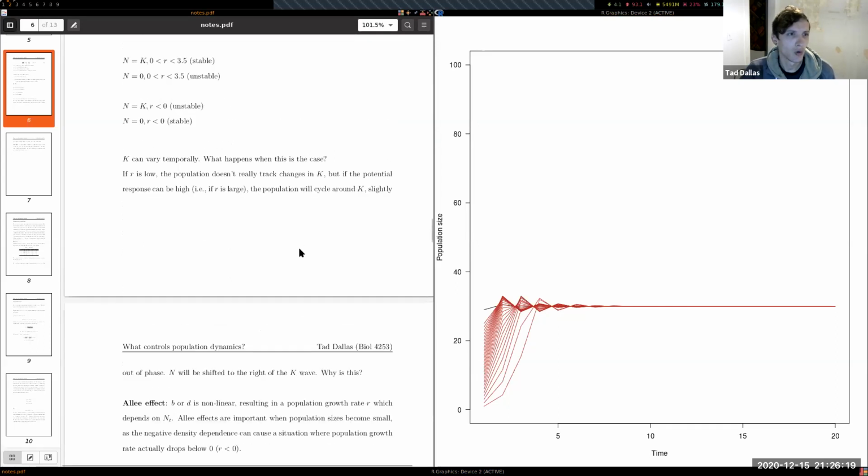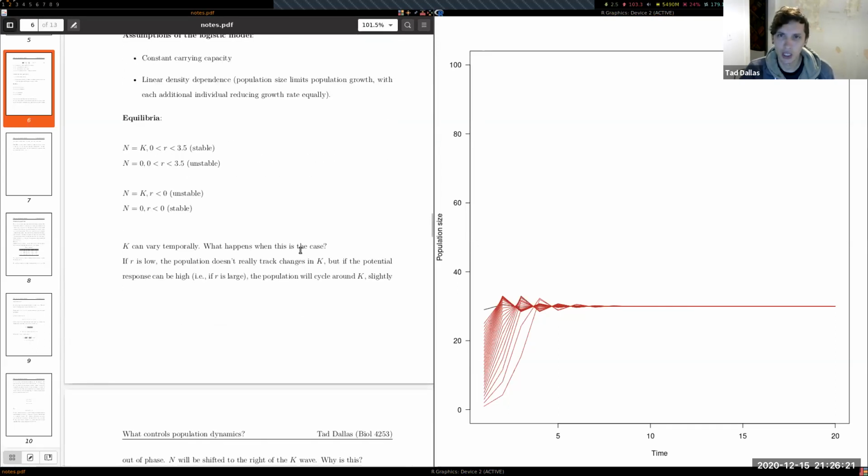And so now we're talking about the logistic map. Here we have damped oscillations when lambda is greater than 1.5. Let's consider the case where we ramp it up to 2.